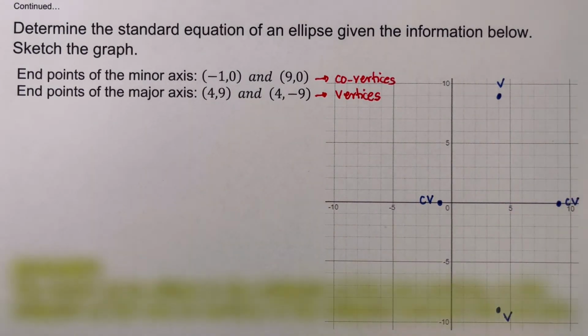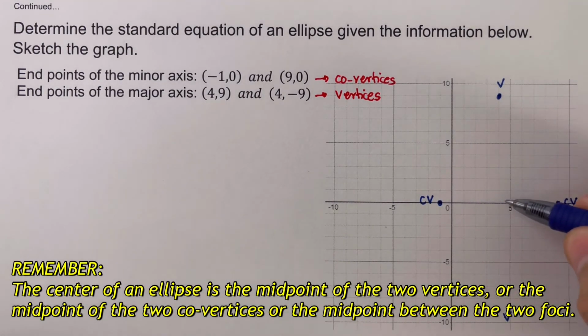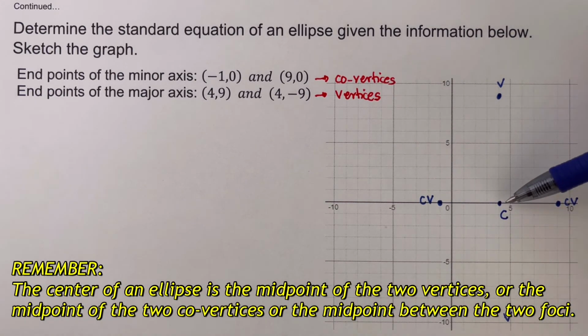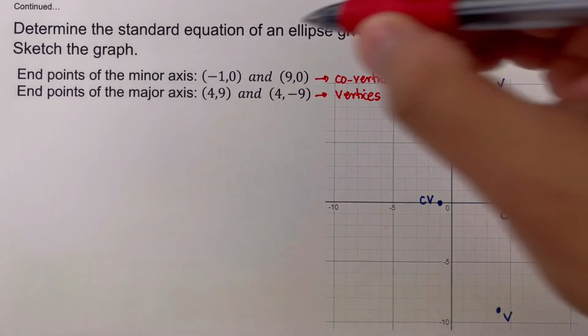Now we remember that the center of an ellipse is the midpoint between the two vertices, or the midpoint between the two co-vertices, or the midpoint between the two foci. So looking at this, our midpoint or our center is located here. This is our center, and the coordinate for this center is (4, 0). Since these two vertices are vertical relative to each other, this is an example of a vertical ellipse. I'm going to write that information up here.